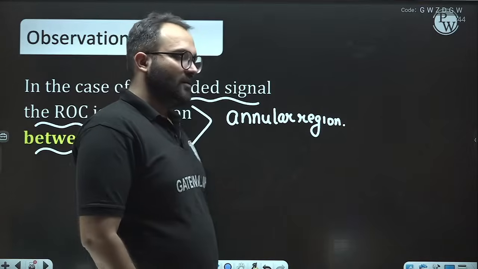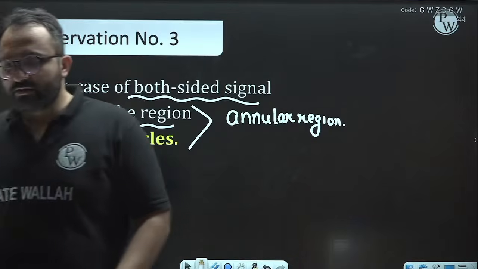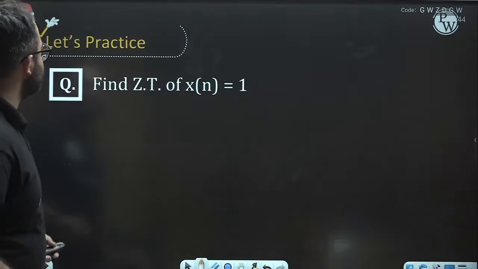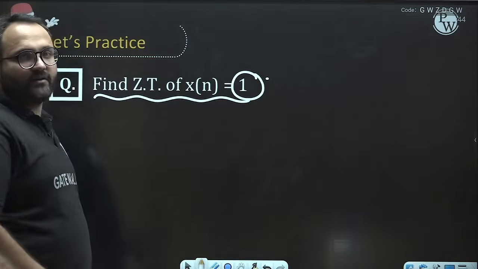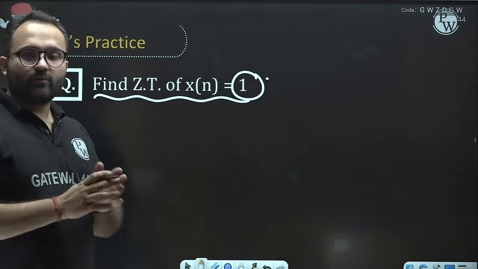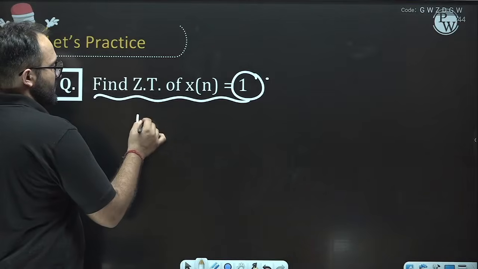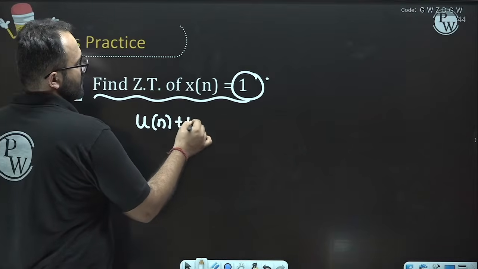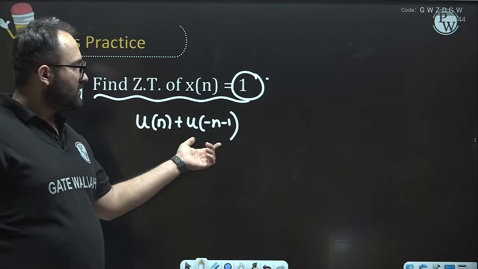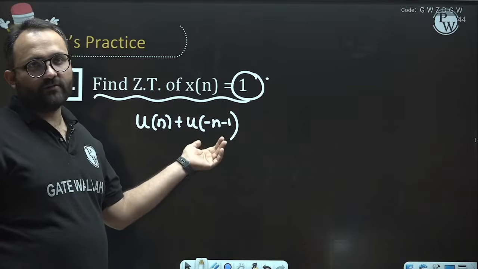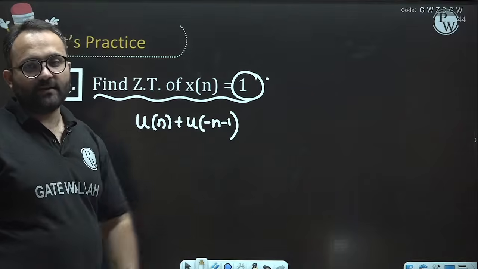Annular region. Okay. Now, let's look at one more question that was left behind. The Z transform of a signal that is 1 means it is a constant 1 from minus infinity to infinity. We first break this signal into two parts. So, 1 can be written as u[n] plus u[-n-1]. This will give us 1 from 0 to infinity, and this will give us 1 from minus infinity to minus 1. So, we are getting complete 1 on the time axis.